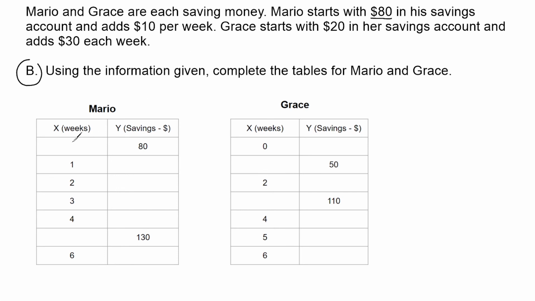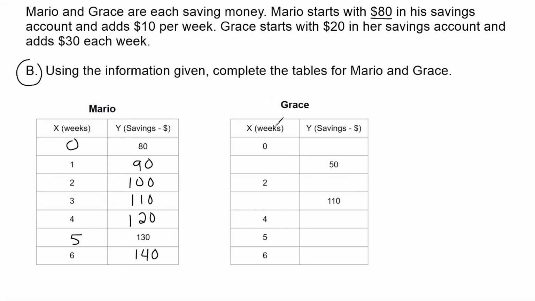So we would say at 0 weeks, Mario has $80 already. And then every week thereafter, he is saving $10 per week. So 1 week later, we have to add $10 to 80, which would be 90. The second week, you would add another $10, which would be 100. Another week later, that's 110. 4 weeks later, 120. 5 weeks later, 130, which is already in the table. And 6 weeks later, that would be $140.